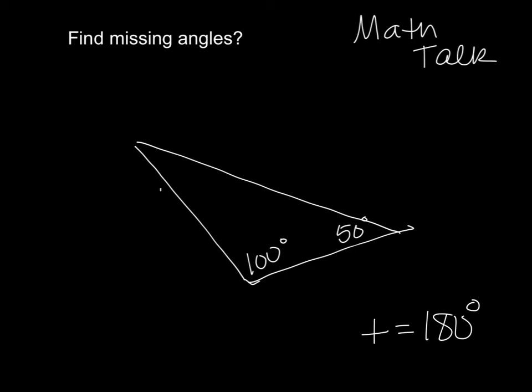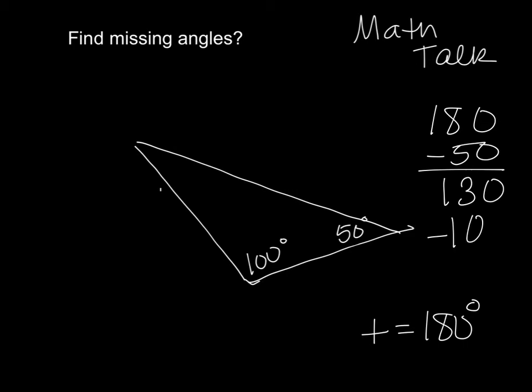Some kids will say, well, I know that it's supposed to be 180 degrees. These three are supposed to add to 180 degrees. So what I did is I took 180 and I subtracted the 50 because that was one of the angles. So I got 130. And then I took 130 and I subtracted 100. So I subtracted the other angle and that left me with 30. So then that means I have to have 30 as my missing angle.